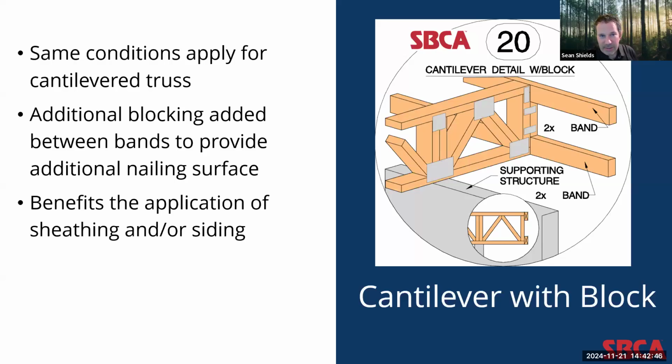This additional blocking that's called out in the detail, at least at the top, assists both with increasing nailing surface for the application of the top and bottom bands. This blocking also creates an additional nailing surface for the application of exterior sheathing and/or siding.